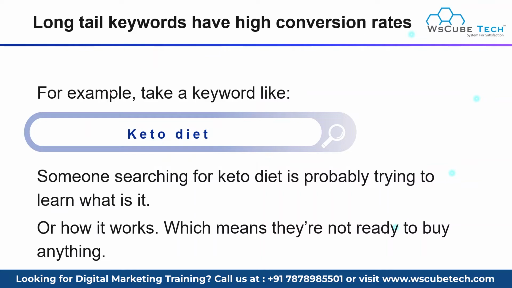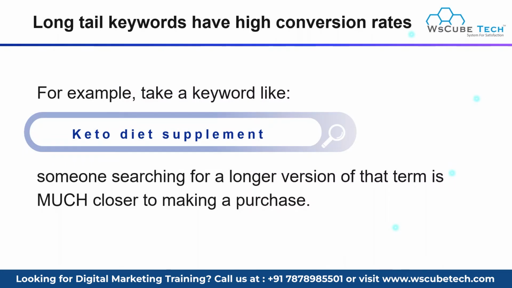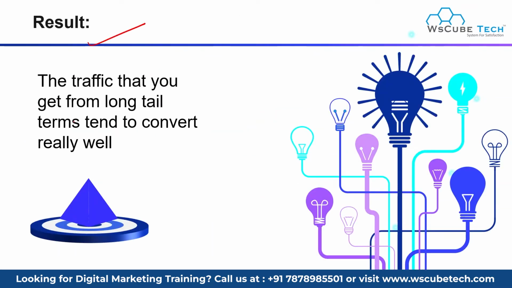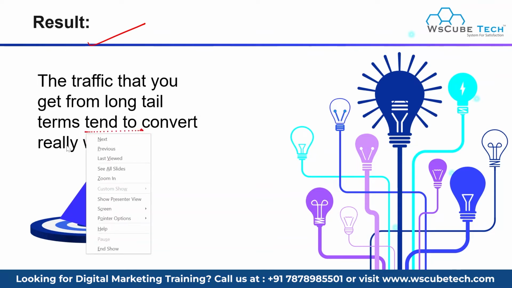Here you can see that we can take an example of this particular keyword, that is keto diet. Someone searching for keto diet is probably trying to learn what it is, or we can't justify what exactly the user wants to know about it or how it works, which means they are not ready to buy anything. But if your user is searching keto diet supplement, in that case the user is searching for the longer version of that term and is much closer to making a purchase. So that's also the difference between your short term and the long term here. You can explain this by this particular example. So the traffic that you get from the long tail term tends to convert really well.